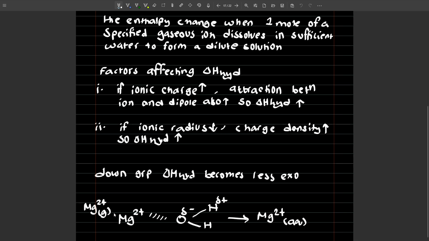So now you can look at this simplified version. We have the gaseous ion, and we are reacting it with the water molecule. The water molecule has an oxygen atom, which is very electronegative, so it pulls all of the electrons to itself and gains a partially negative charge. This partially negative charge is attracted to the magnesium gaseous ion, which is positively charged. And this reacts to form the magnesium ion, which is now in aqueous state.